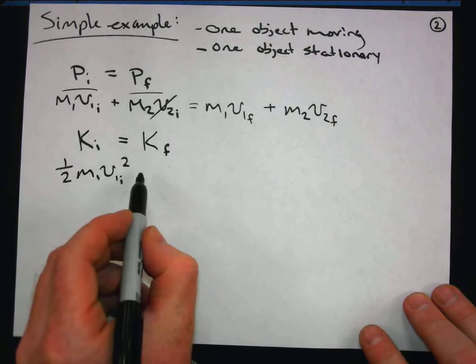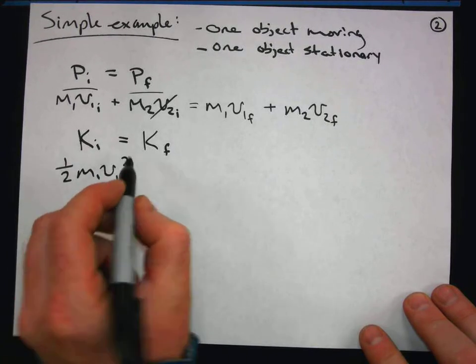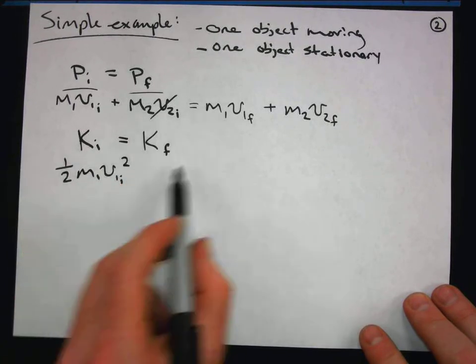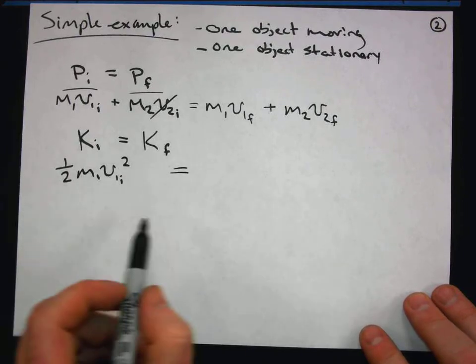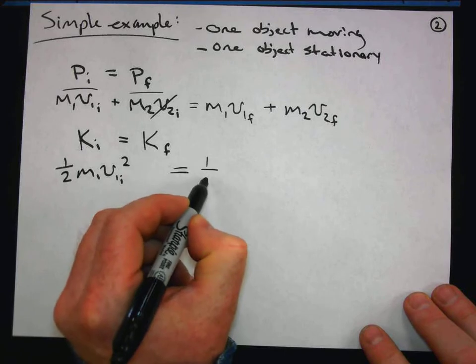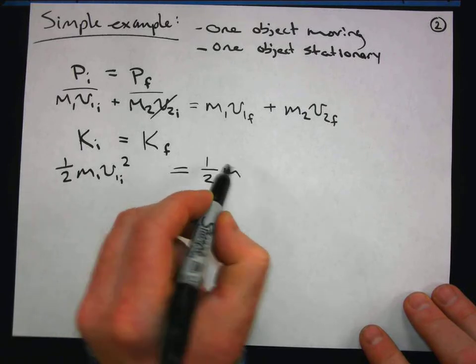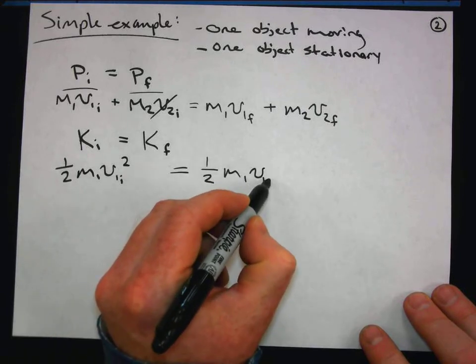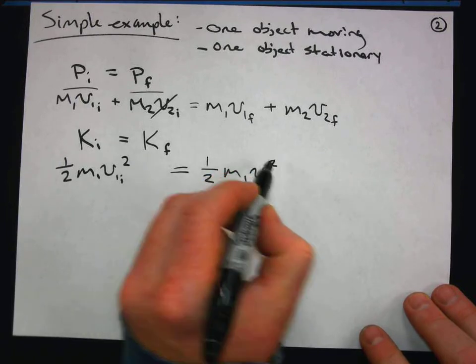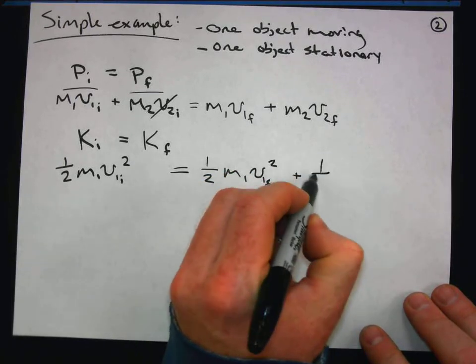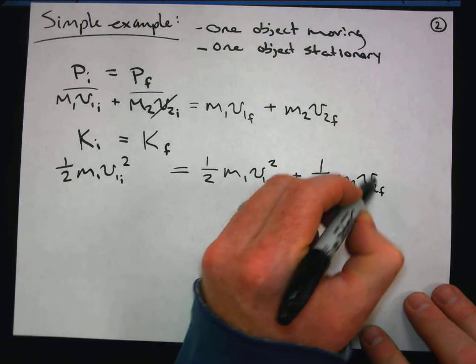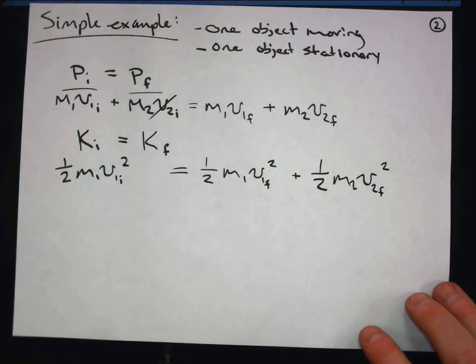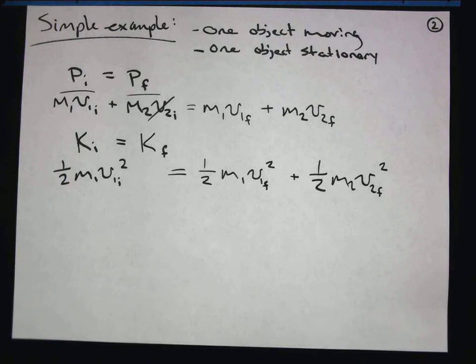If m2 were moving initially, I'd have to include the second term here for initial conditions, but I don't. Not this time. But this equals 1/2 m1 v1 final squared plus 1/2 m2 v2 final squared. Okay. Now, typically, in a situation like this, it'll be presented as a problem for students to solve.